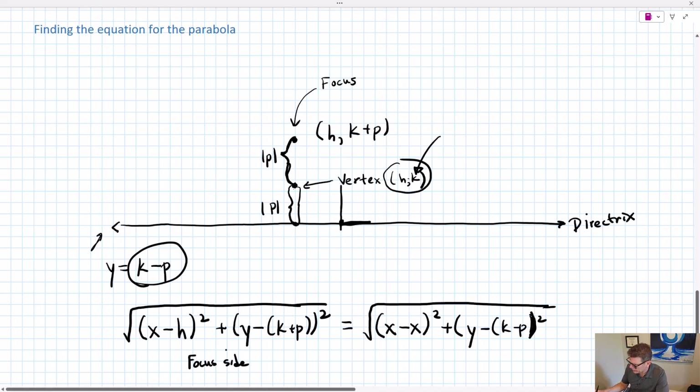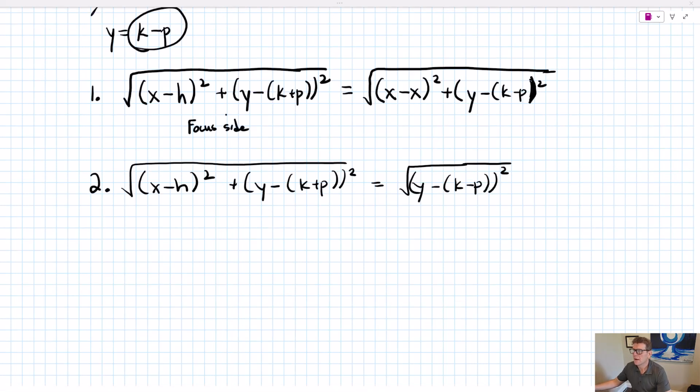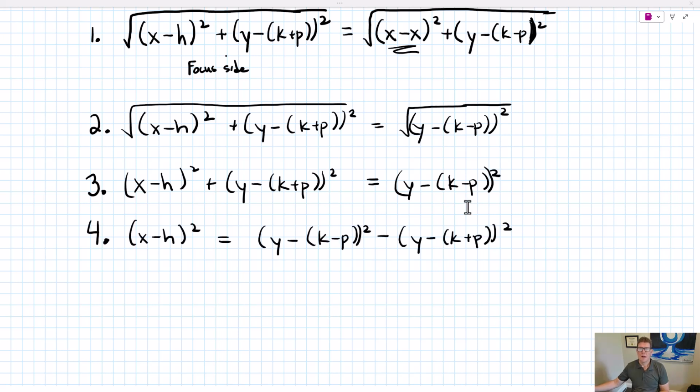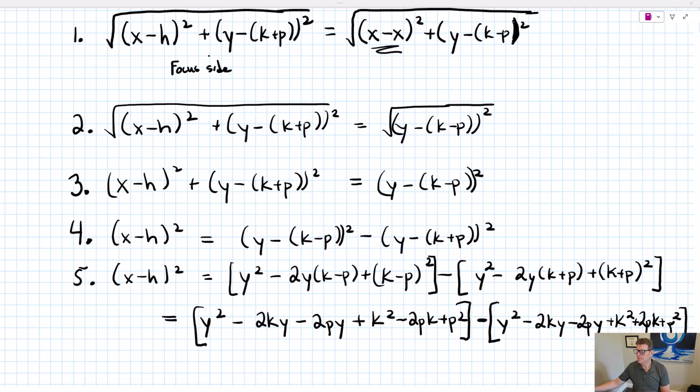Now what we're going to do is we're going to derive this general equation utilizing that equation. The next step is for us to actually just zero out this portion right here, the x minus x squared. Then I'll square both sides to get rid of the square roots. Then I'm going to get all of my x's on one side and all of my y's on the other side by subtracting over this y minus k plus p squared portion, right? It's subtracted from both sides, and I get the x's on one side and the y's on the other.